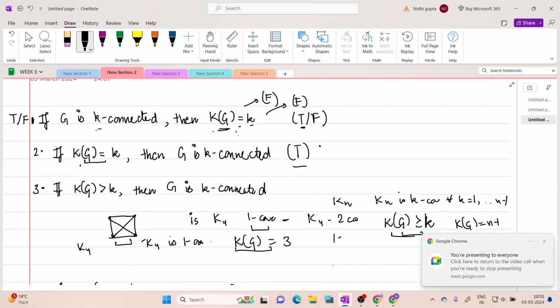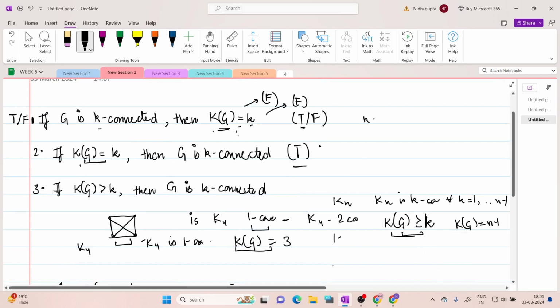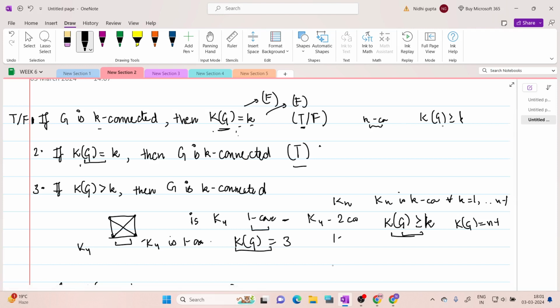So we have just seen that if G is k connected, then vertex connectivity is greater than or equal to k. Why? Because it is the largest number for which G is k connected. And if vertex connectivity is k, that means G is k connected, G is k minus 1 connected, G is k minus 2 connected, that is, G is connected for all numbers less than or equal to k. Now we are saying that vertex connectivity is strictly larger than k. Then will this imply that G is k connected?